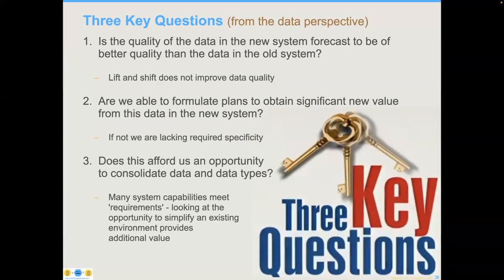Number two, are we able to formulate plans to obtain significant new value? In other words, if we put this transformation and put the data in this new system, are we going to be able to obtain new value? If we can't plan anything at all, we don't have specifics enough around that. Finally, does this give us an opportunity to consolidate data and other data types? It's not enough that the software meets the requirements.